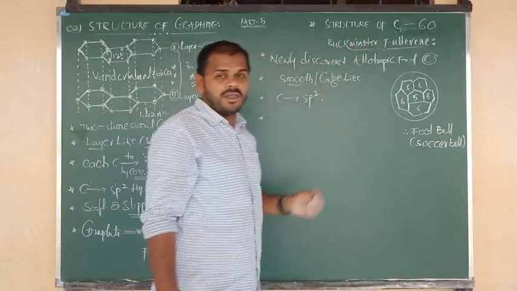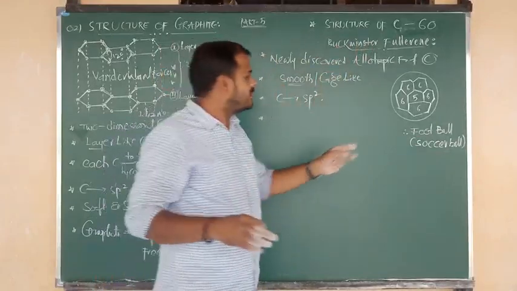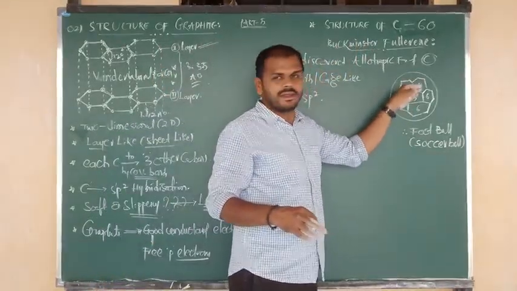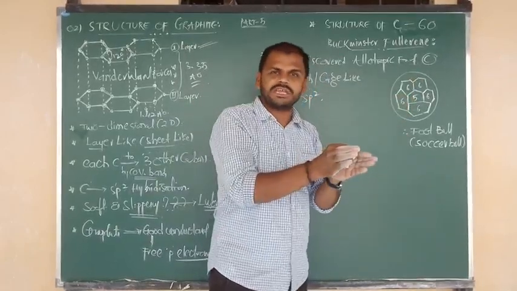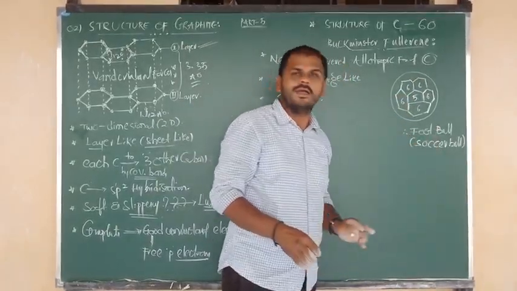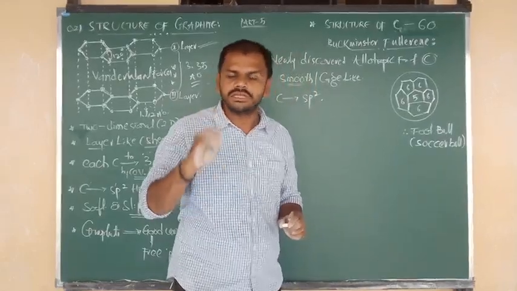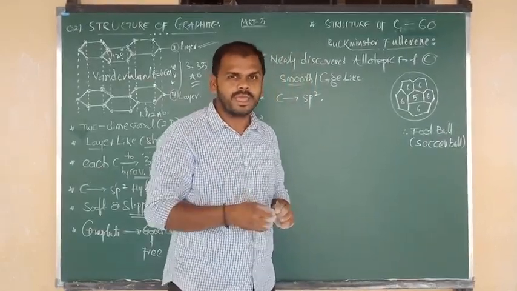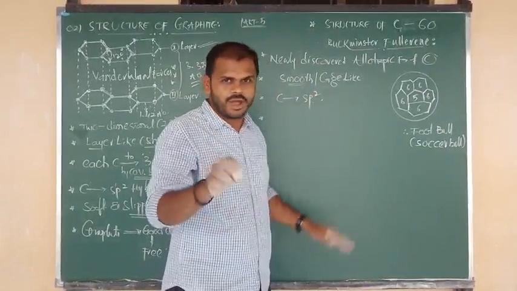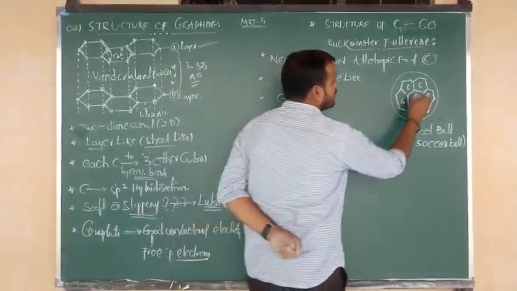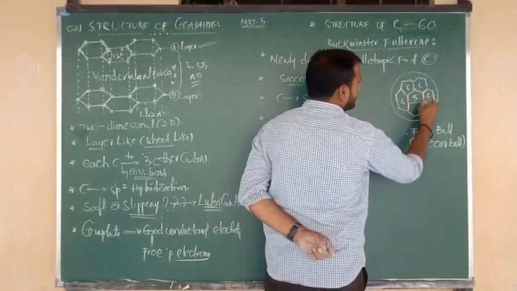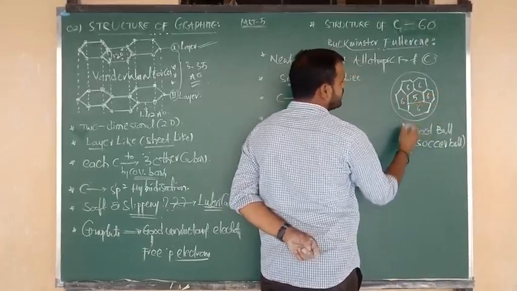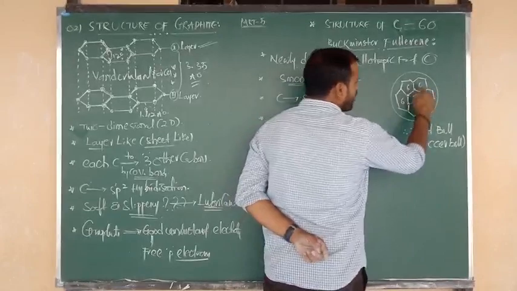In the C60 molecule, all the carbon atoms are arranged in a particular manner, and finally they give a shape. The shape is nothing but what? Football shape, and also we can say soccer ball shape. How the carbons are arranged, I am going to tell you, listen carefully. Suppose this is carbon, again carbon, again carbon, next one is carbon, next one is carbon.